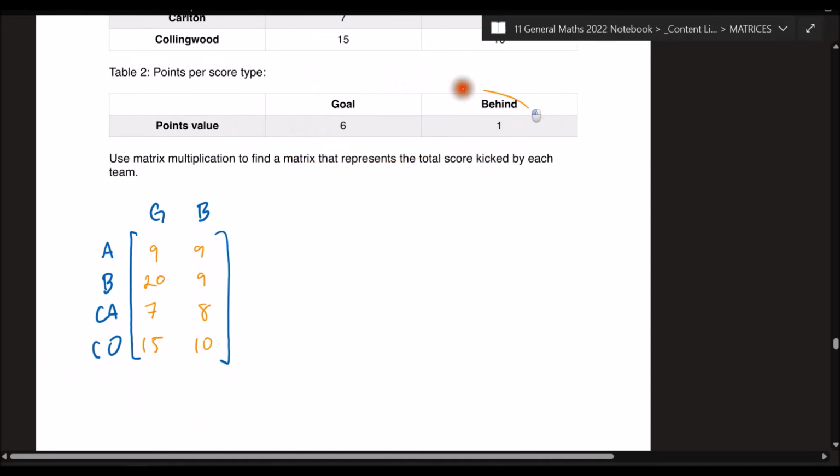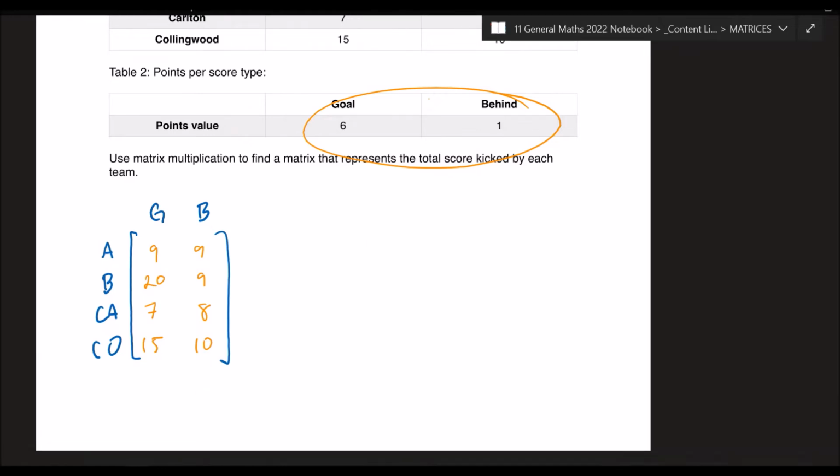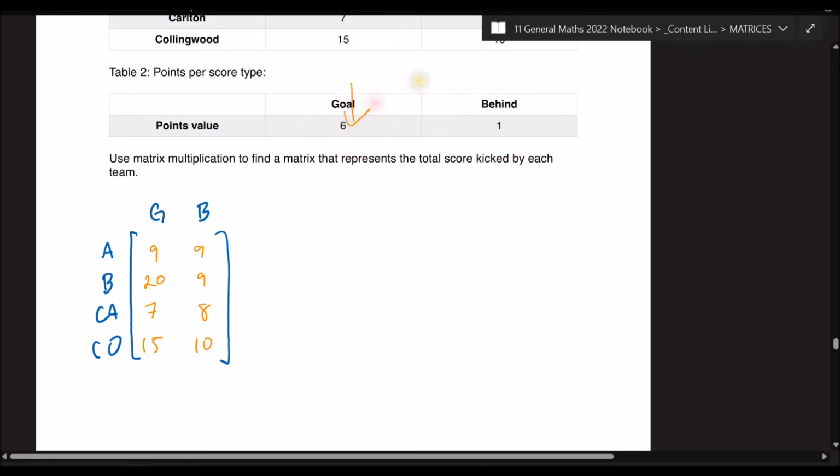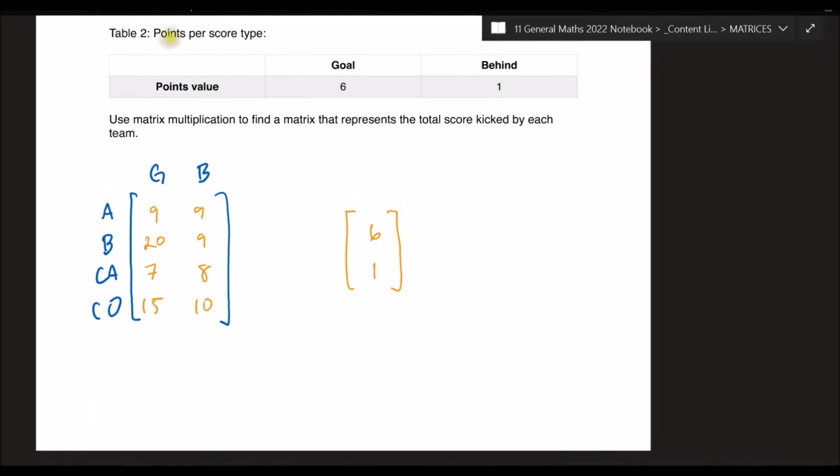Now, Zaid, can you tell me the order of this matrix if I want to make it into a matrix? How many rows, how many columns? Good, 1 by 2, okay? But think about this: if I make this a 1 by 2, can I multiply them? Remember, it's row by column. There's not enough values, so it can't be a row matrix. It has to be a column matrix of some sort, a 2 by 1. So it's going to be 6, 1. Okay, and that's the goals and behinds. And now I can multiply them.